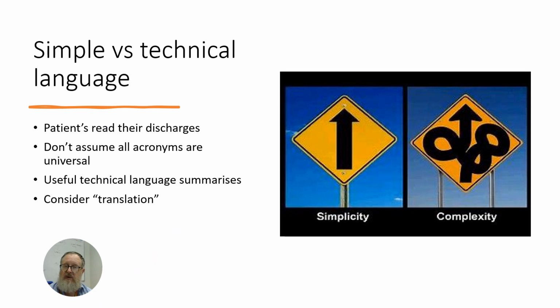Keeping it simple is not so easy, as we all use technical language to summarise information, and that's a good thing. But remember, patients read their discharges. So if you can express it so a patient would understand, all the better. You can also consider translating key terms to help patients read their own discharge. Now don't assume all acronyms are universal. People probably know what a STEMI is, but you can't assume a non-oncologist knows that TNBC is triple-negative breast cancer.